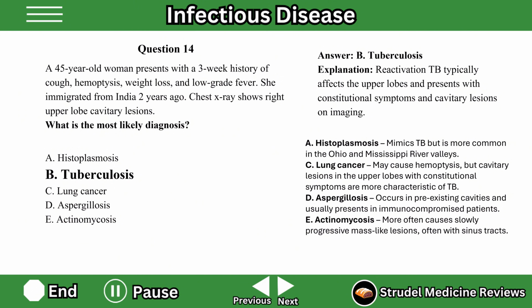Going over the incorrect answers, A, histoplasmosis can mimic TB, but it's more common in the Ohio and Mississippi River valleys. And again, you don't want to overthink it. I didn't make these questions terribly difficult, so you just want to pick the most likely answer.